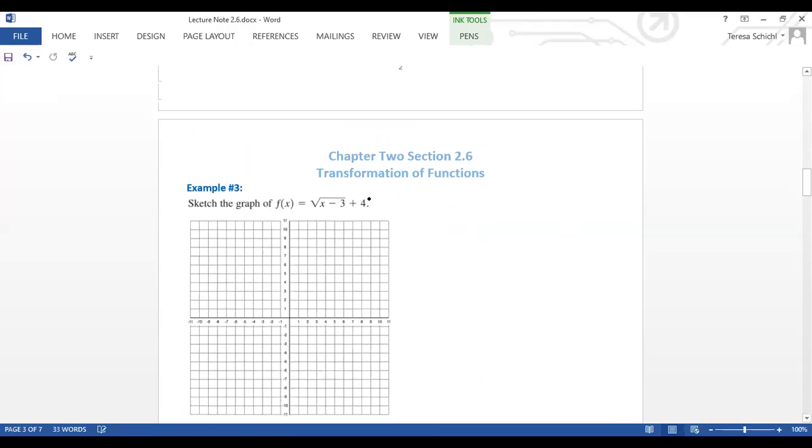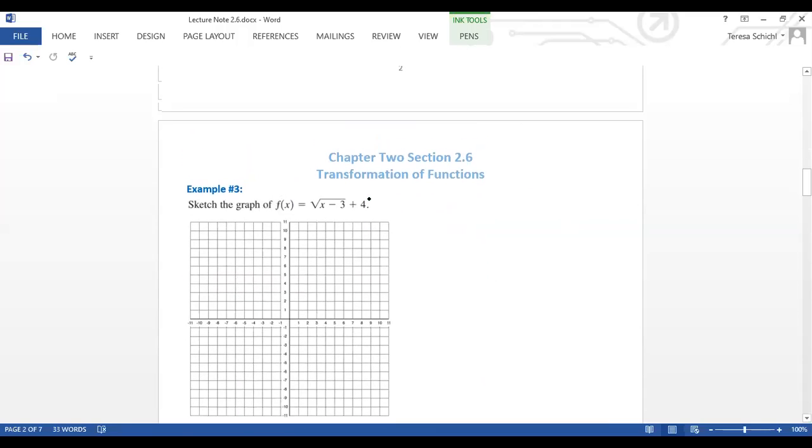Okay, now let's take a look. Example number 3 combines 2 skills we learned so far, the vertical shift and the horizontal shift. Oh, wow, so I have the square root, right? So now I know my basic function here, my parent function. If I want to start, my parent function will be the square root of x here. Okay, so let's choose a few points to help us do the graph here, right?